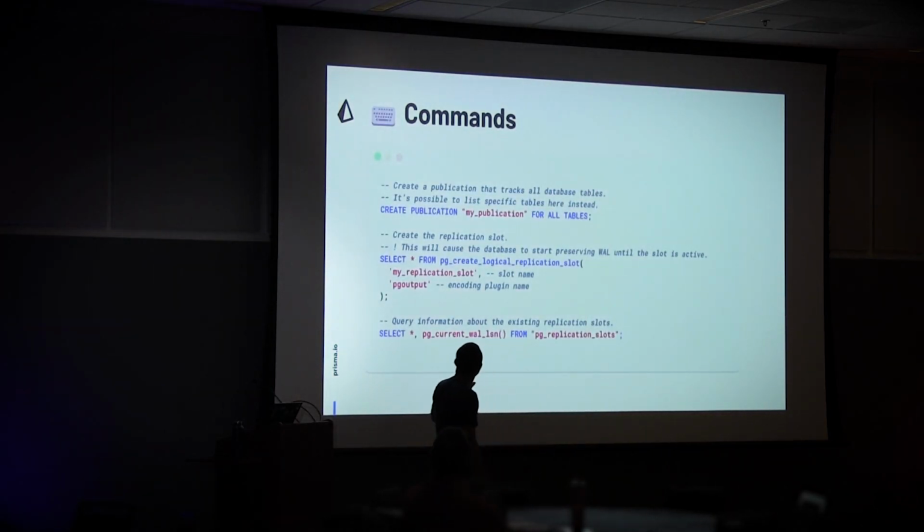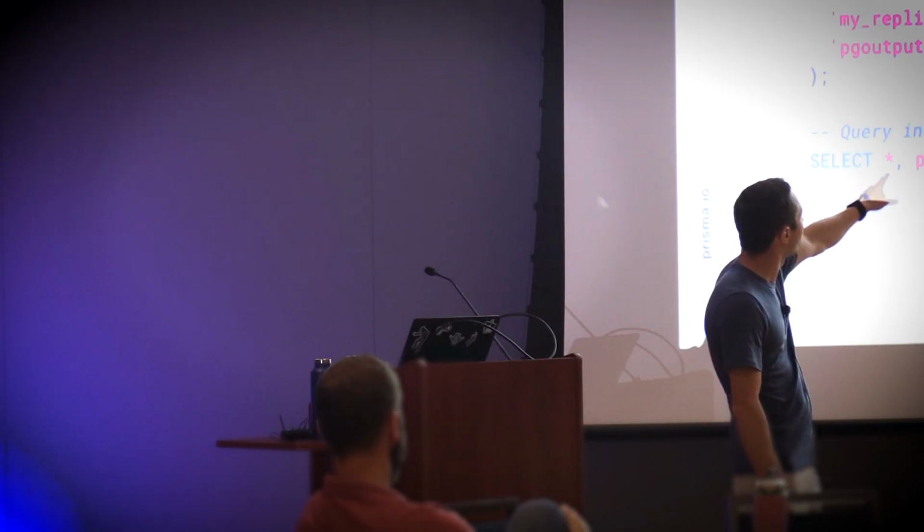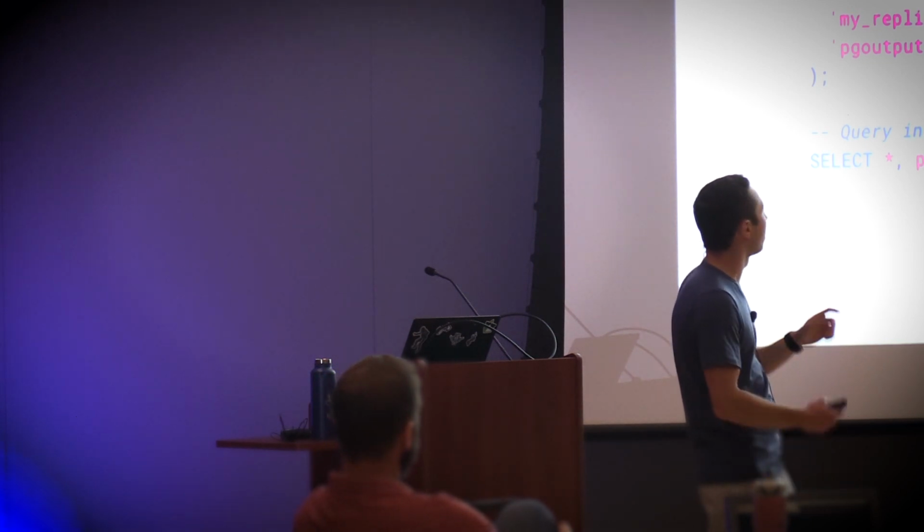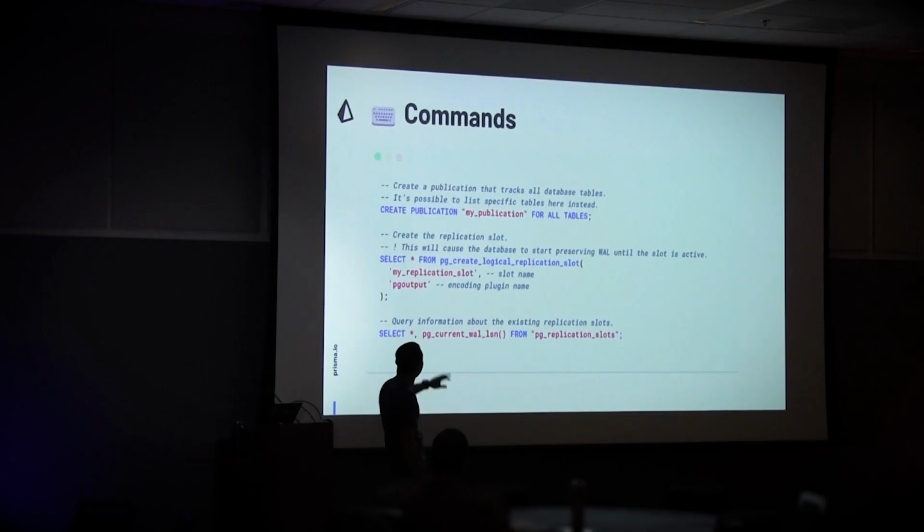So there's a few commands we'll use. We'll see these in the code, but we'll create a publication. Publication, again, is that definition of tables you want to replicate. We'll do it for all tables, but you can also narrow it down to a particular schema, a particular set of tables. There's a few options there. We'll use pg_create_logical_replication_slot. That's a lot to say. To create the replication slot, give it a name, and we tell it what encoding plugin we want to use. So Postgres ships with this pgoutput one, which is a binary protocol. That's what we're going to look at.